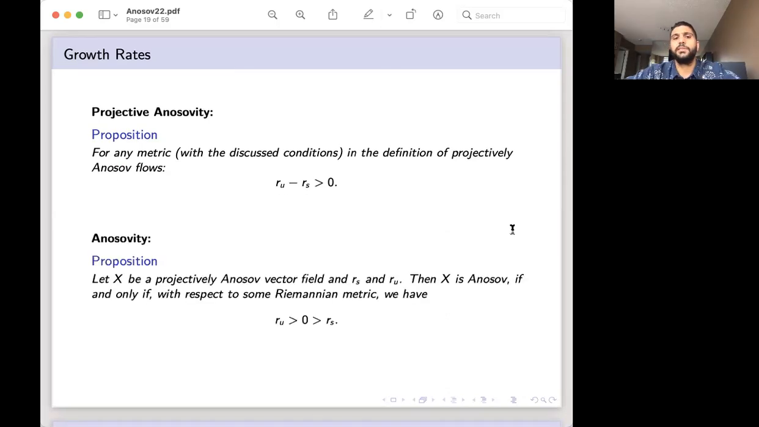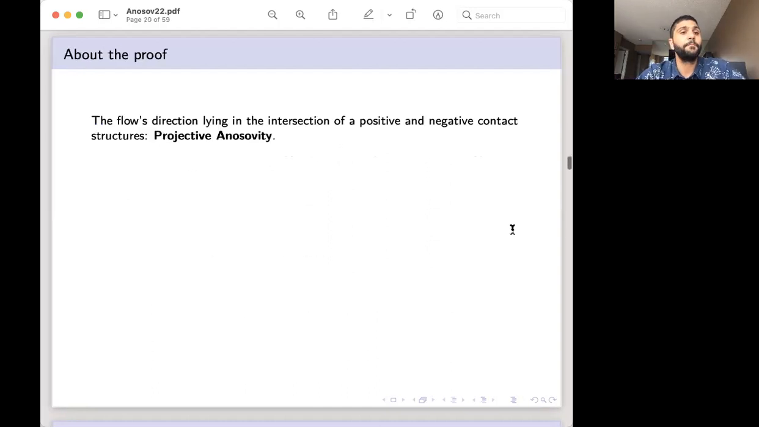And it's not surprising that being Anosov would then be equivalent to finding a metric for which these growth rates satisfy RU being positive and RS being negative, which means that I have absolute growth in the unstable direction and absolute decay in the stable direction. So this shouldn't be surprising, right?